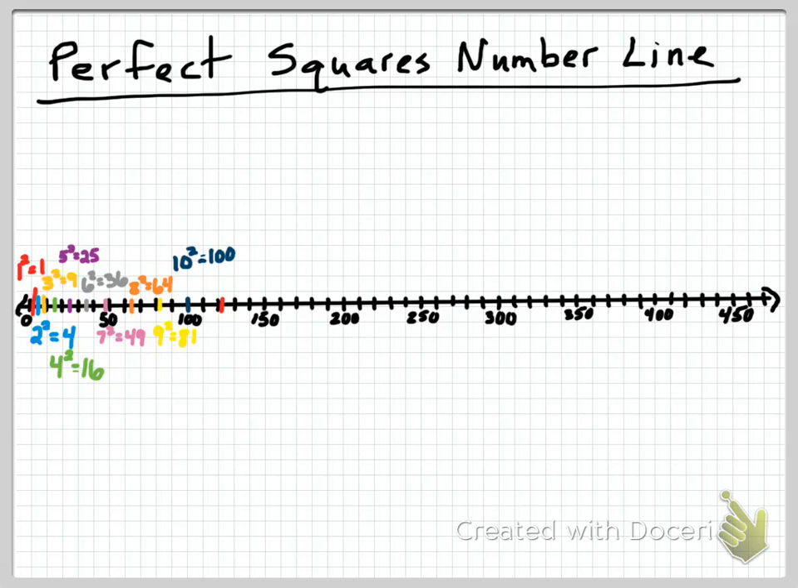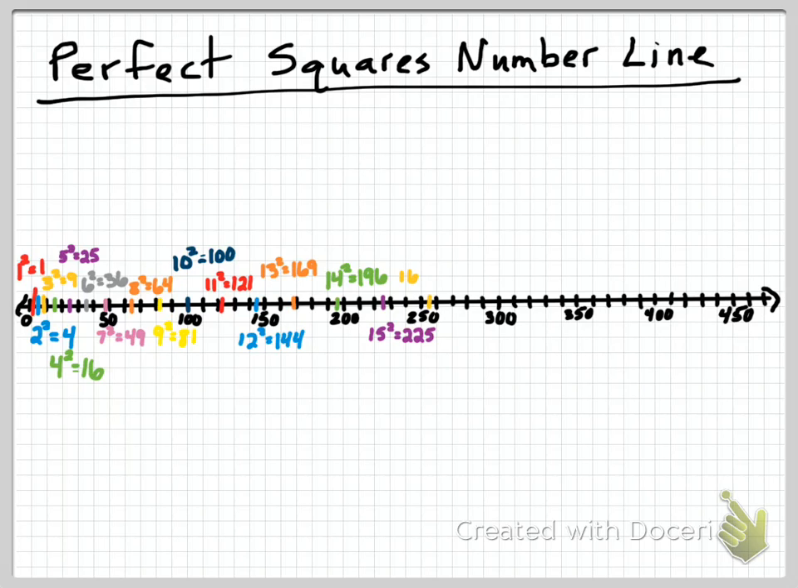Okay, 121. See, they're starting to get spread out here. 11 squared equals 121. 144. 12 squared equals 144. 169. 13 squared equals 169. Then 196. 14 squared equals 196. And 225. 15 squared equals 225. See, these are getting much more spread out now, because each time it gets bigger than it did last time.